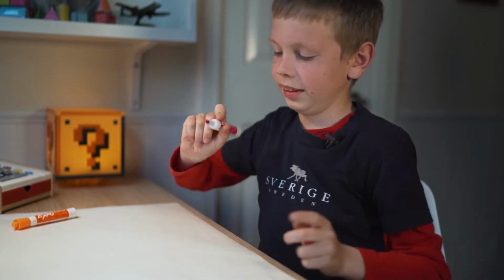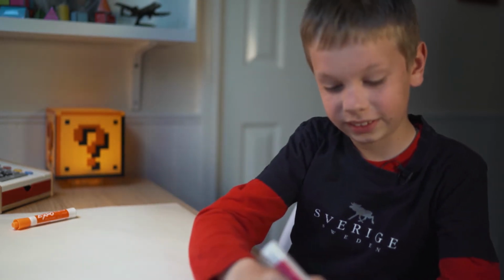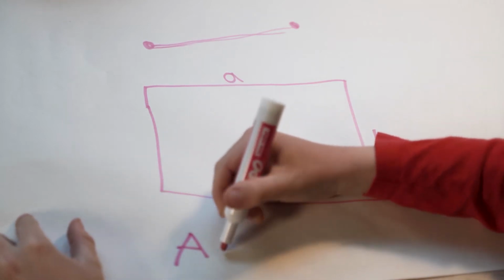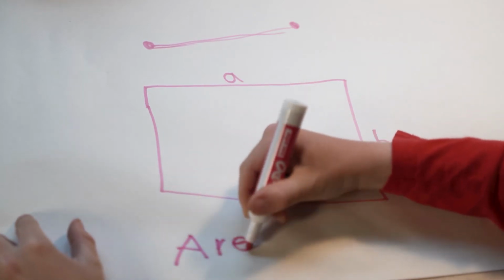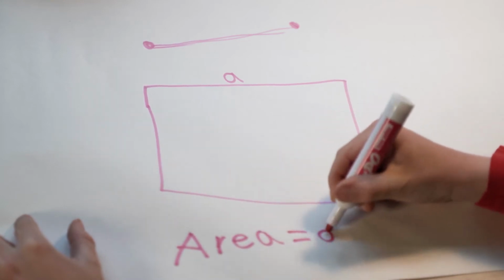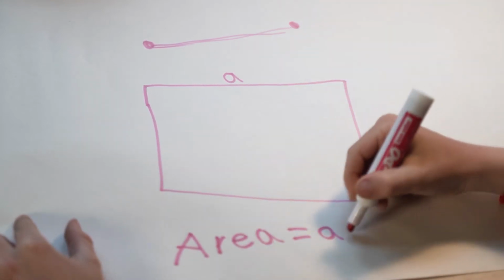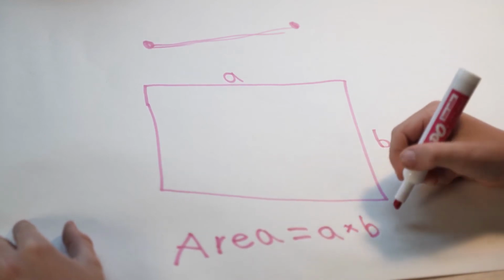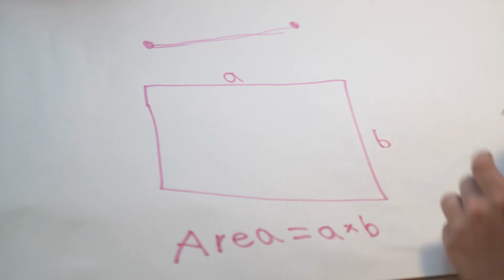To calculate the area of the rectangle is very easy, and we can explain that all with a simple equation. So area equals A, because that's our length, times B. And there you go, that is your equation.